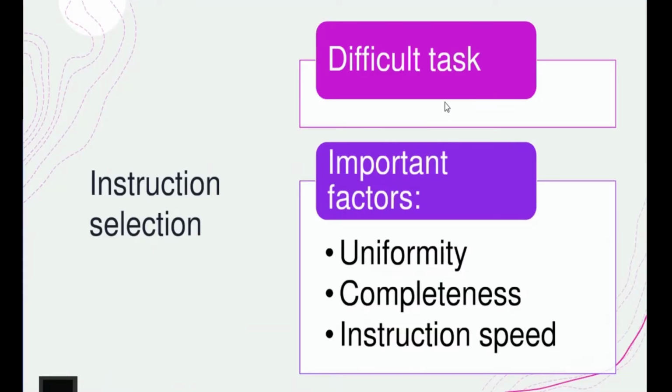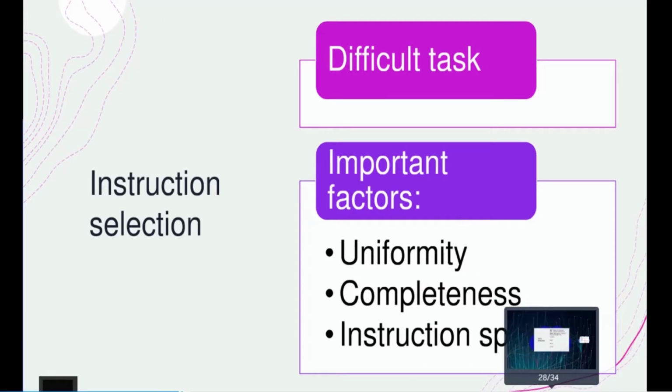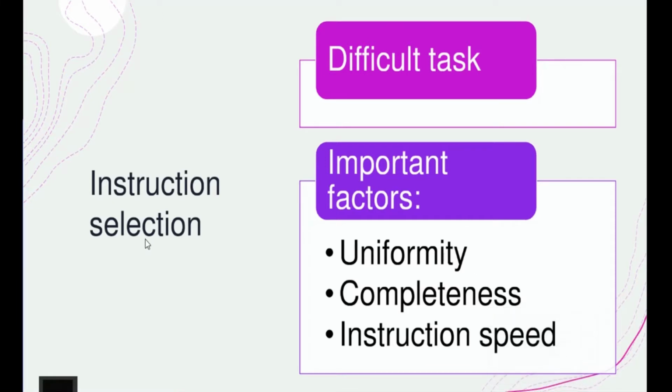Next, instruction selection. The nature of the instruction set of the target machine determines the difficulty of the instruction selection. Instruction selection is always a difficult task, and some important factors are to be considered while selecting the instruction, that is uniformity and completeness. These two of the instruction set are important factors, and instruction speed is also important. So these 3 factors are necessary while selecting an instruction.